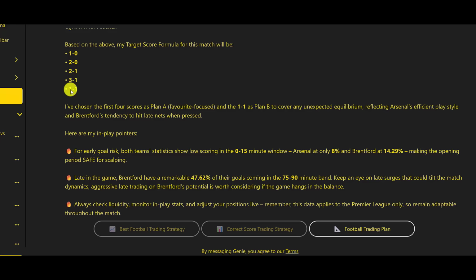I mean, you can't really see Arsenal losing this. And if they are going to drop points, probably a 1-1, isn't it? So anyway, that's the plan B.